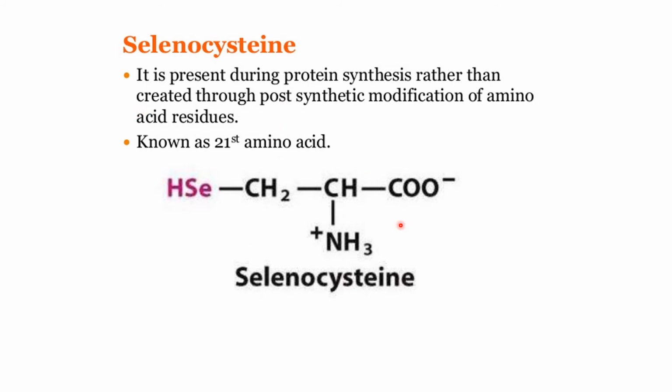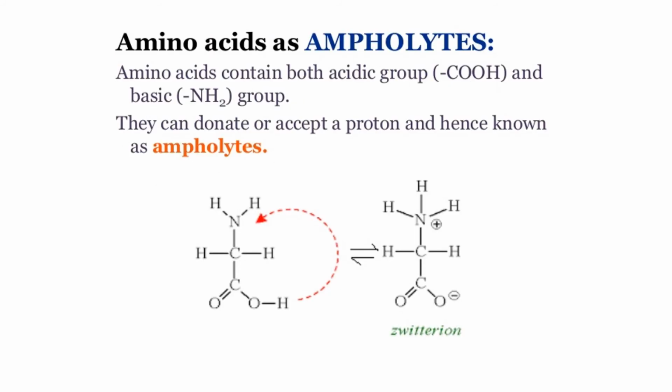Okay, and this is the selenocysteine structural formula. Again, it is the same C alpha carbon. This is one H hydrogen atom. This is the amino group. This is a carboxylic group, and this is nothing but our side chain. So this is selenium over here, which gives its name selenocysteine. Okay, now what is next?